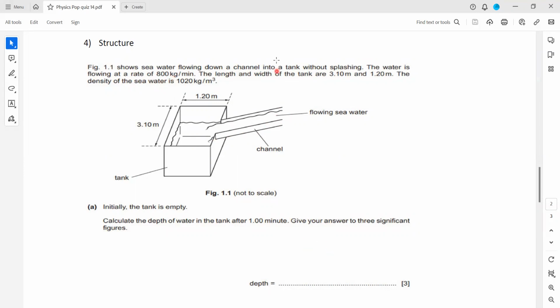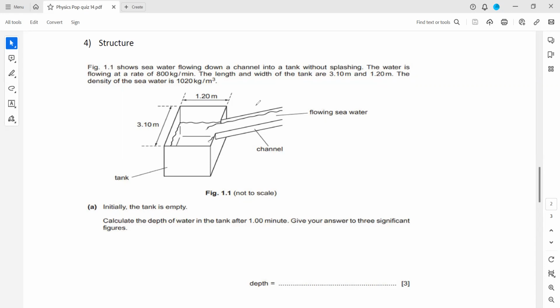The length and the width of the tank are 3.1 meter and 1.2 meters. The density of a seawater is 1020 kilogram per meter cube. Calculate the depth of the water in the tank after 1 minute. Give your answer to three significant figures.